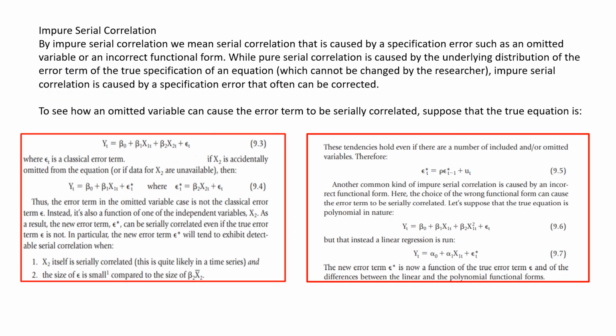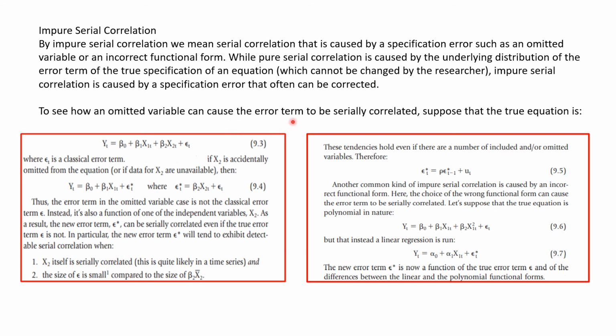So now what is impure serial correlation? By impure serial correlation, we mean serial correlation that is caused by a specification error such as an omitted variable or an incorrect functional form, while pure serial correlation is caused by the underlying distribution of the error term of the true specification of an equation and cannot be changed by the researcher. But impure serial correlation is caused by a specification error and that can be corrected.